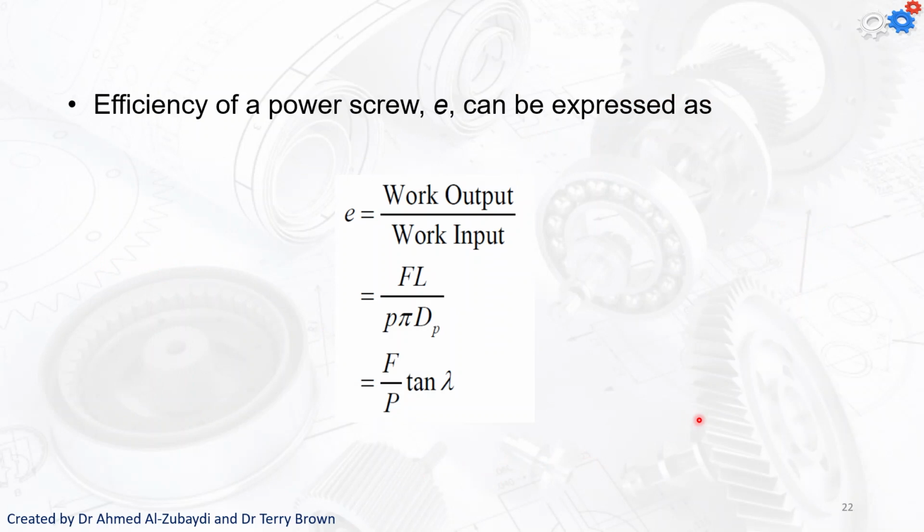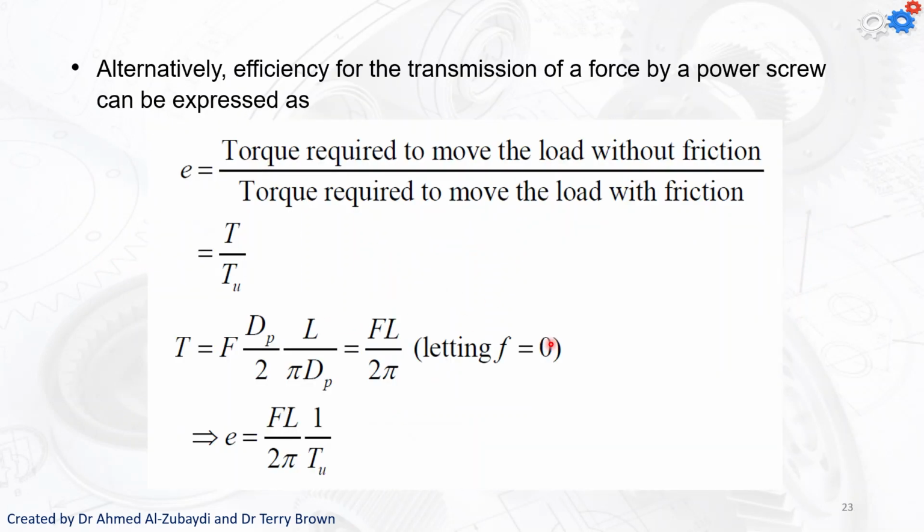Okay, so we can look at the efficiency of a power screw. E can be expressed as the work output over the work input, so force times distance, etc. Another way to think about the efficiency of the power screw is the torque required to move the load without friction over the torque required to move the load with friction. So we just use the equation that we came up with before and put the coefficient of friction equal to 0, and that gives us an expression for the efficiency of the power screw.